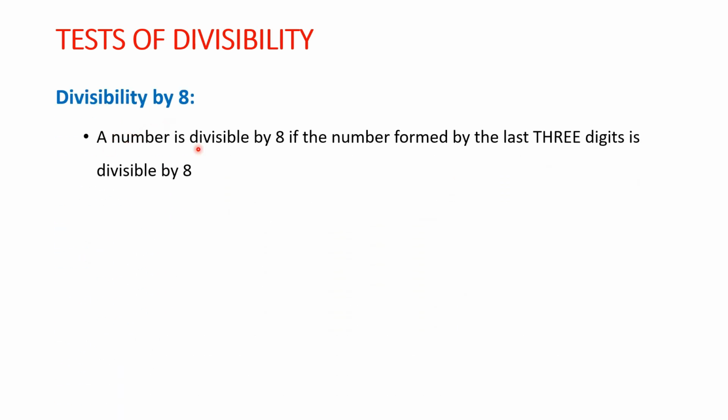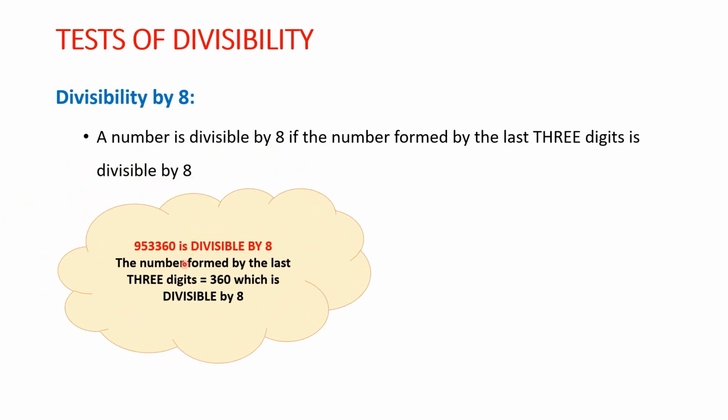Divisibility by 8. A number is divisible by 8 if the number formed by the last 3 digits is divisible by 8. To check whether the given number is divisible by 8, first we have to check whether the number formed by the last 3 digits is divisible by 8. If it is divisible, then the given numeral is also divisible by 8. If the number formed by the last 3 digits is not divisible by 8, then the given numeral is not divisible by 8. Let's take an example.